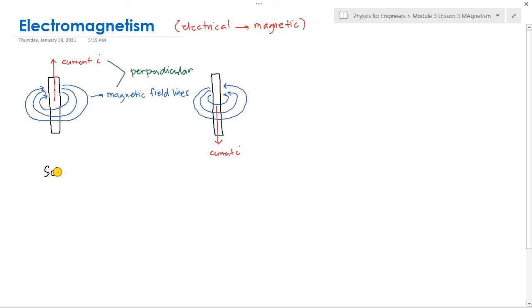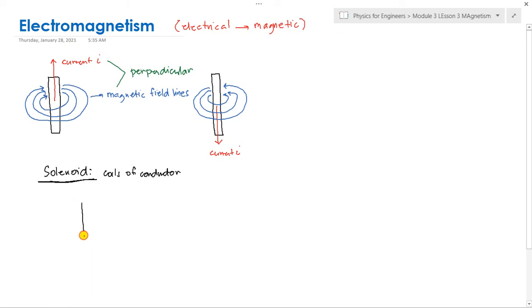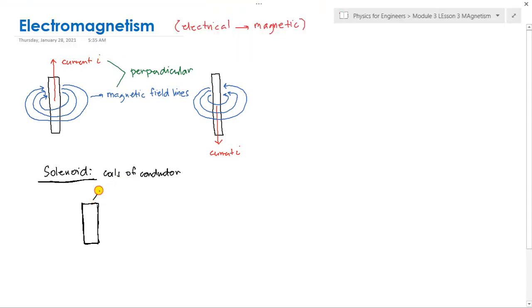That is what I mentioned earlier, the solenoid. So when we say solenoid, actually this is a device that is composed of coils of conductors. So coils of conductors, or coils of wire. Okay, coils of wire. The solenoid also has what we call a core. In other solenoids, class, no core is placed, but to improve the strength of the magnetic field, I suggest putting one. So this one is the core of your solenoid.